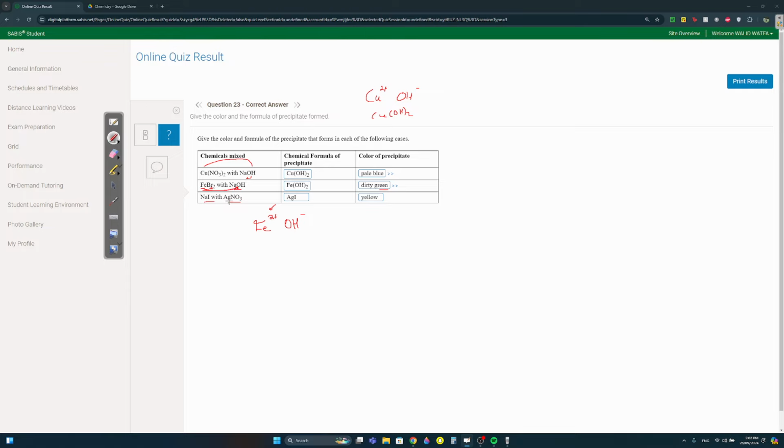NaI with AgNO3, you guys know obviously I with the Ag will get you AgI. Okay, and this AgI is yellow. If you don't want to go through all this crisscross drama, when you mix copper with NaOH, you always get Cu(OH)2. When you mix Fe with NaOH, sodium hydroxide, you're gonna get Fe(OH)2. When you mix any iodine containing compound with AgNO3, you get AgI. And the color of these precipitates are straightforward.